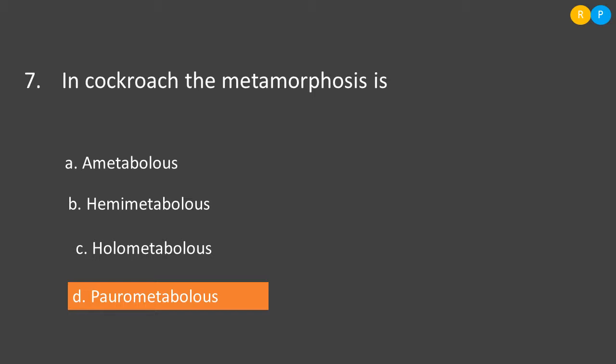Clear. So they also belong to the phylum Arthropoda, but they show the holometabolous type of metamorphosis. Then option D, paurometabolous. Paurometabolous is the kind of metamorphosis seen in cockroach. Clear. So the correct answer here is option D.